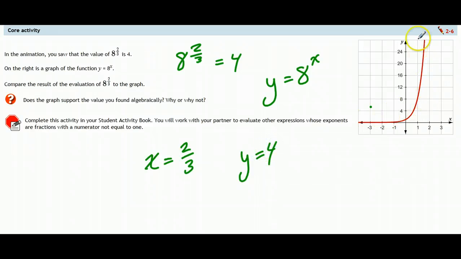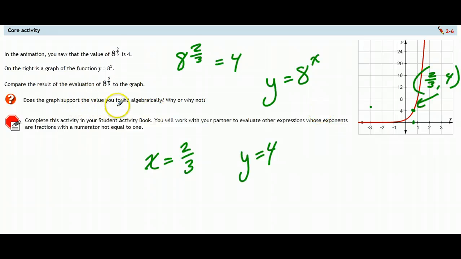Does this graph actually show that? Well, when x is 2/3, I'd go over right in between here, probably about right here would be 2/3. Is y equal to 4? I'm going to go up. Oh, here it is on the graph, and it is. That point where the line hits is the point (2/3, 4).